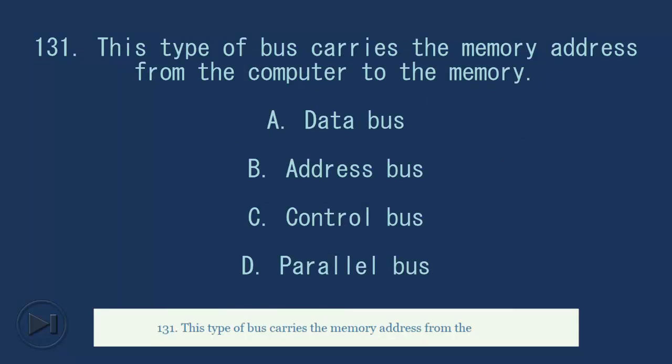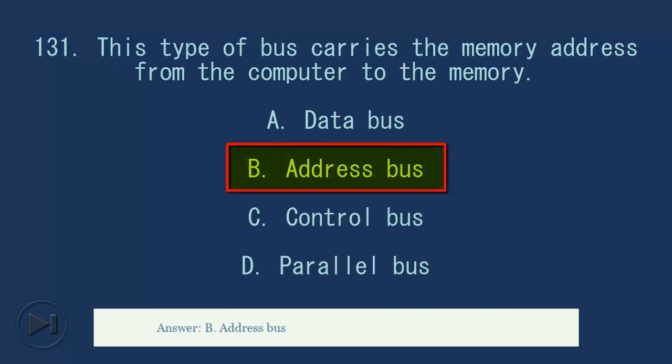131. This type of bus carries the memory address from the computer to the memory. A. Data bus. B. Address bus. C. Control bus. D. Parallel bus. Answer: B. Address bus.